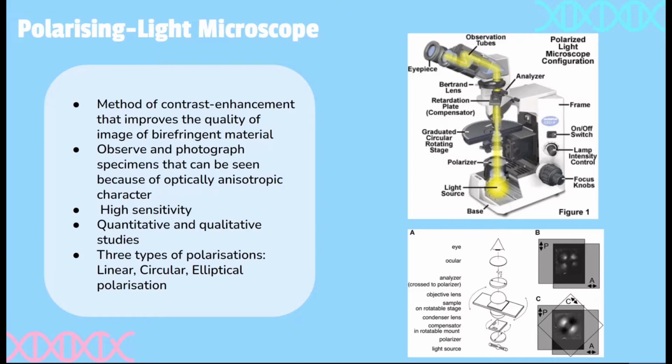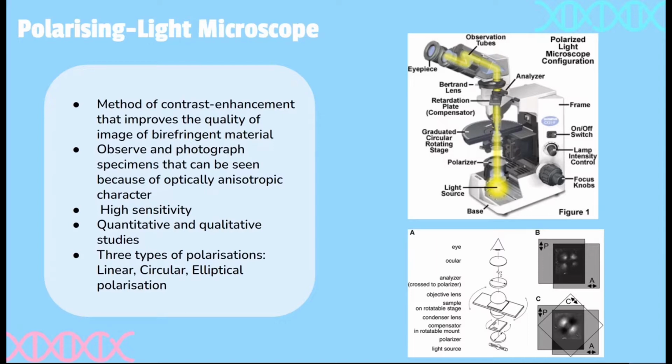A birefringent material is a material whereby the refractive index is dependent on the polarization and the direction of propagation of the light. It is also used to observe and photograph specimens that can be seen mainly because of their optically anisotropic character. Specimens that have optically anisotropic character are quite similar to birefringent materials, where their behavior is dependent on the direction of propagation of the light.